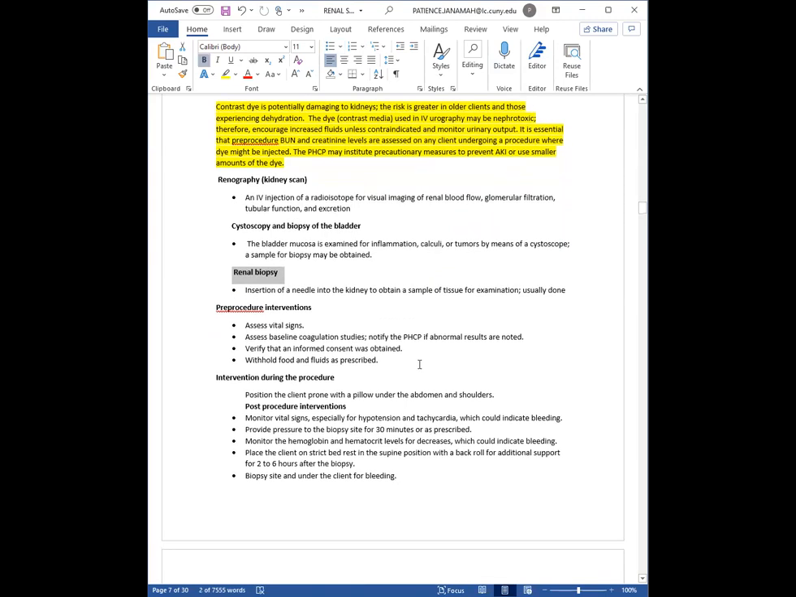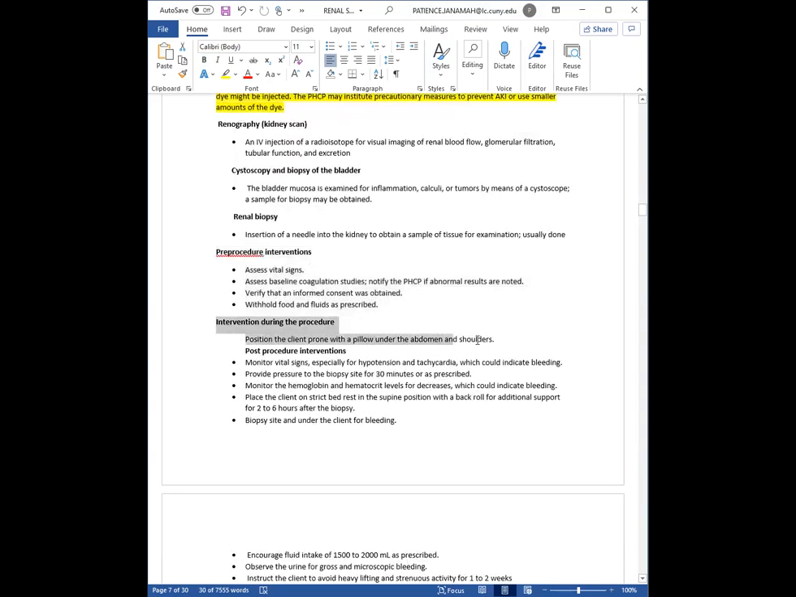That's the kidney biopsy. They go into your kidneys and take a portion for studies. So with that one, you have a pre-procedure intervention and an intra-procedure intervention. For the intra-procedure intervention, you are concerned about the positioning of the patient. How you position the patient for the procedure is very necessary. And of course, within the procedure, you continue monitoring the patient's vital signs, even though that is not here, but you need to continue monitoring the patient.